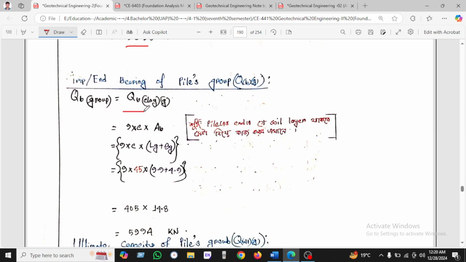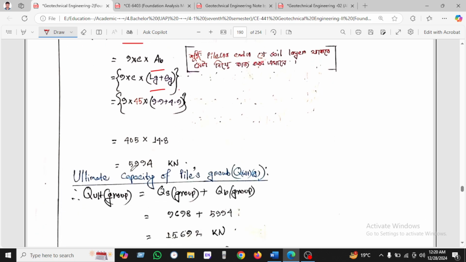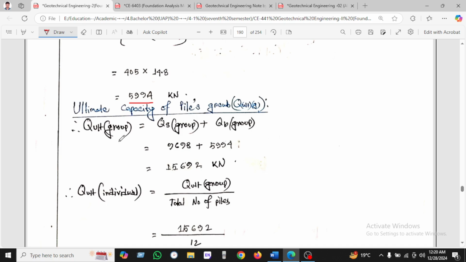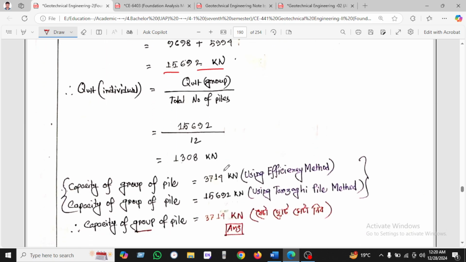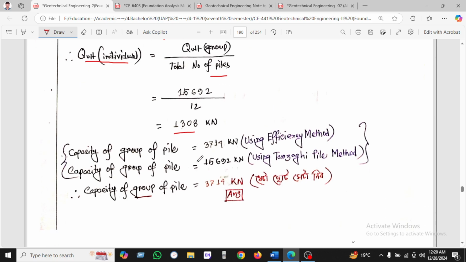And group end bearing, we know Nc into Ab, and Ab equal to Lg Bg, and found 5999 kilonewton. And ultimately it will be skin friction plus group end bearing, which is 15,692 kilonewton. And the total number of piles will divide it. So if we calculate the ultimate and divide by the total number of piles, which we know is 12, we found 1304 kilonewton.